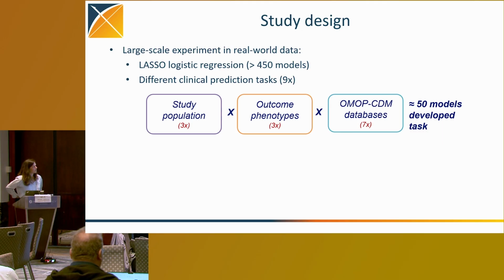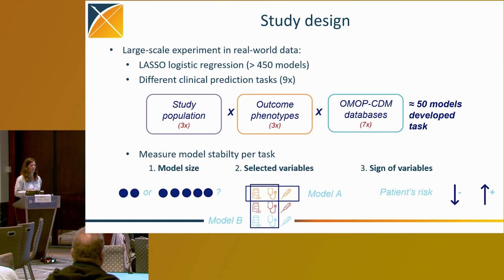So we did a large-scale experiment on real-world data, and we developed more than 450 prediction models. We developed approximately 50 models for 9 different prediction questions. Each of these questions was predicting an adverse event of interest for COVID-19 patients. And within each of these 9 prediction questions, we then used more narrow and more broad phenotype definitions to characterize the study population and the outcome of interest, and we ran it across different databases. So this is how we get to the 50.